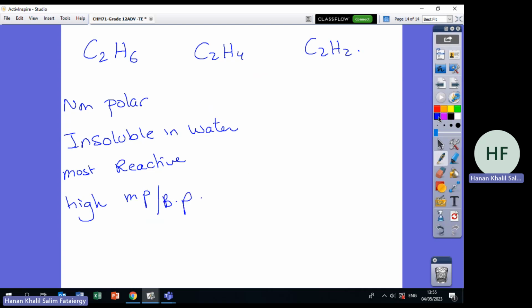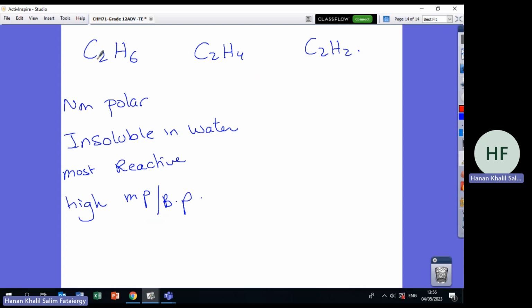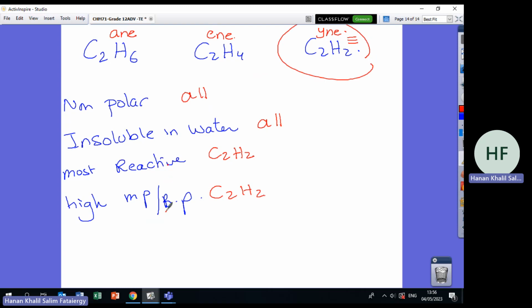Okay, first we need to know which one is alkane, which one is alkene, which one is alkyne. C2H6, this is CnH2n+2, so this is alkane. C2H4, this is CnH2n, so this is alkene. C2H2, this is CnH2n-2, so this is alkyne. Non-polar all of them, insoluble in water all of them. More reactive, we said the alkyne because it has a triple bond, so I will say C2H2. Highest melting point or boiling point also C2H2. So the alkyne is always the most reactive and has the highest boiling point. The alkene is less reactive with a lower boiling point, and the alkane is the least reactive with the lowest boiling point. Polarity: all of them non-polar, all of them insoluble in water.